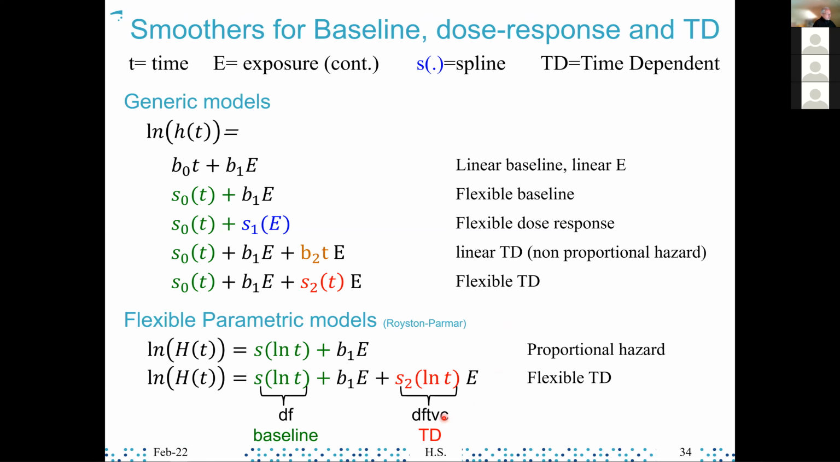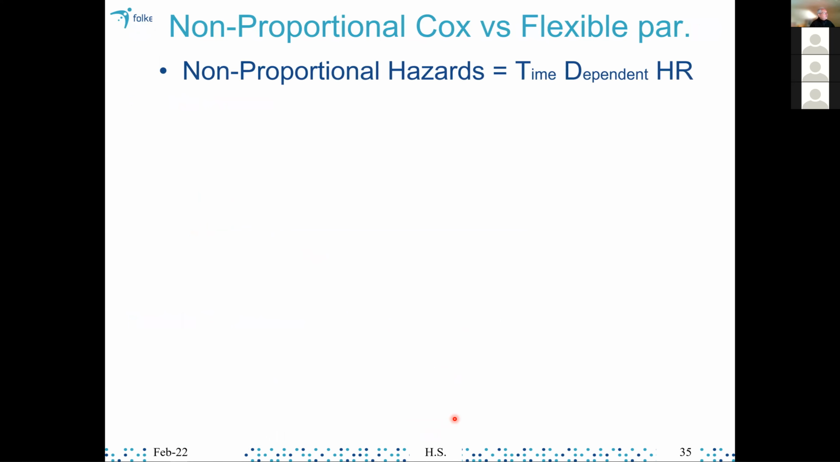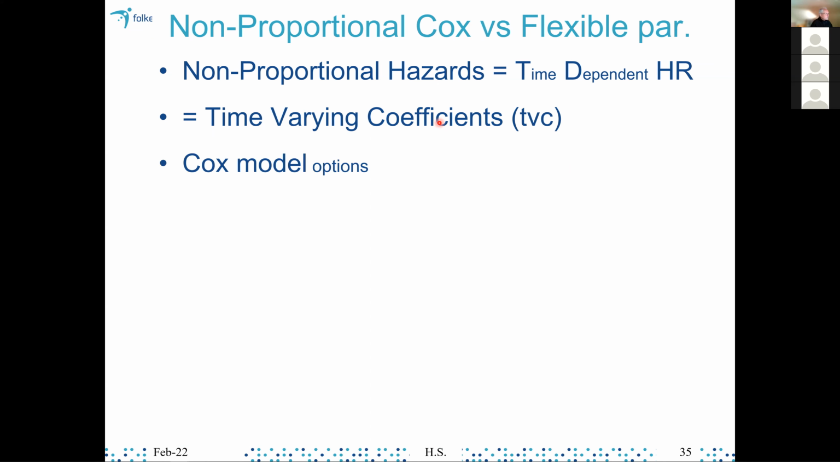Maybe only point out that to put this in, I put in a TVC term listing the variables that have these interactions. And I put in a degrees of freedom saying how many splines I'd like to use for the time-dependent effect. So the word TVC stands for time varying coefficients. And I'm going to start by showing you how this is done in the Cox model.